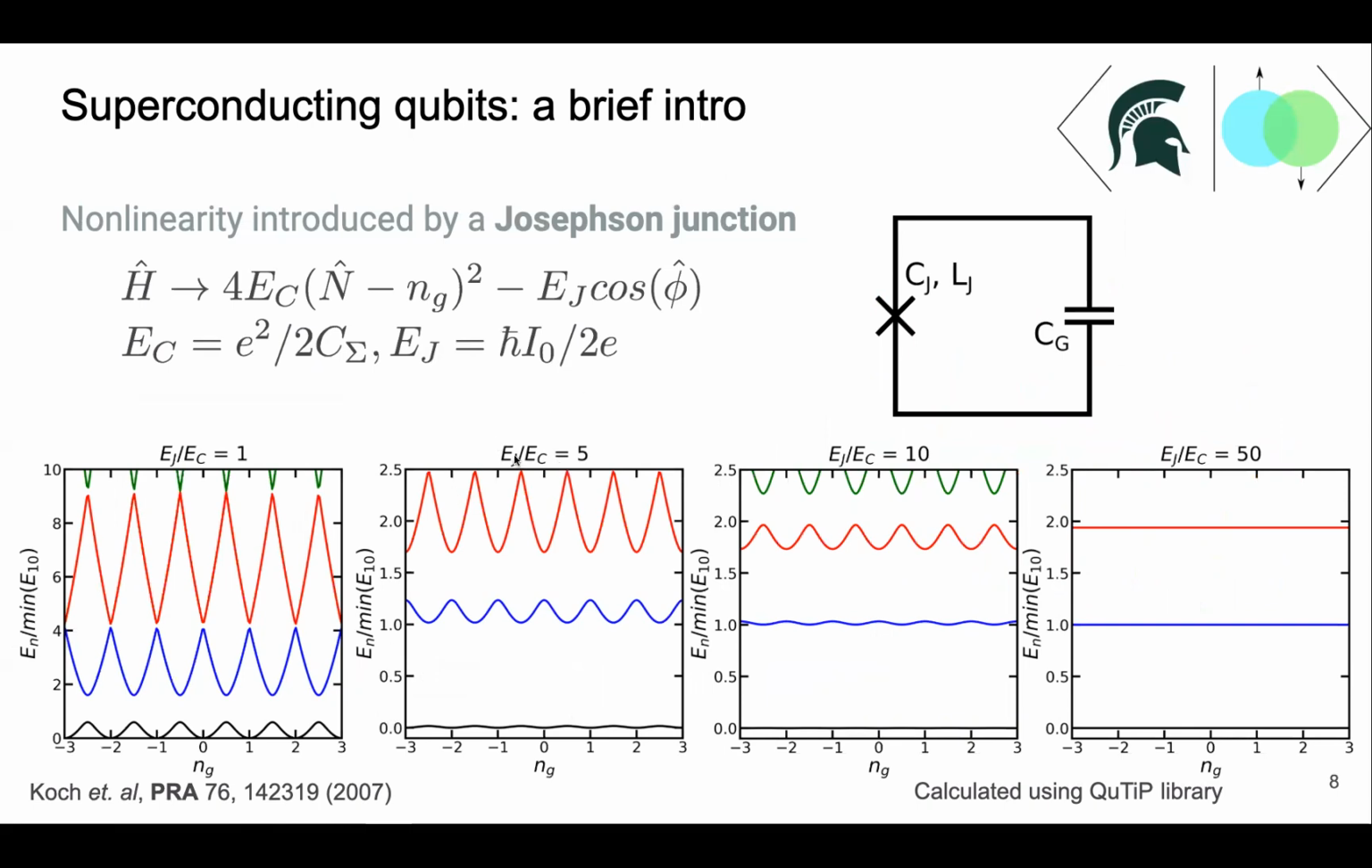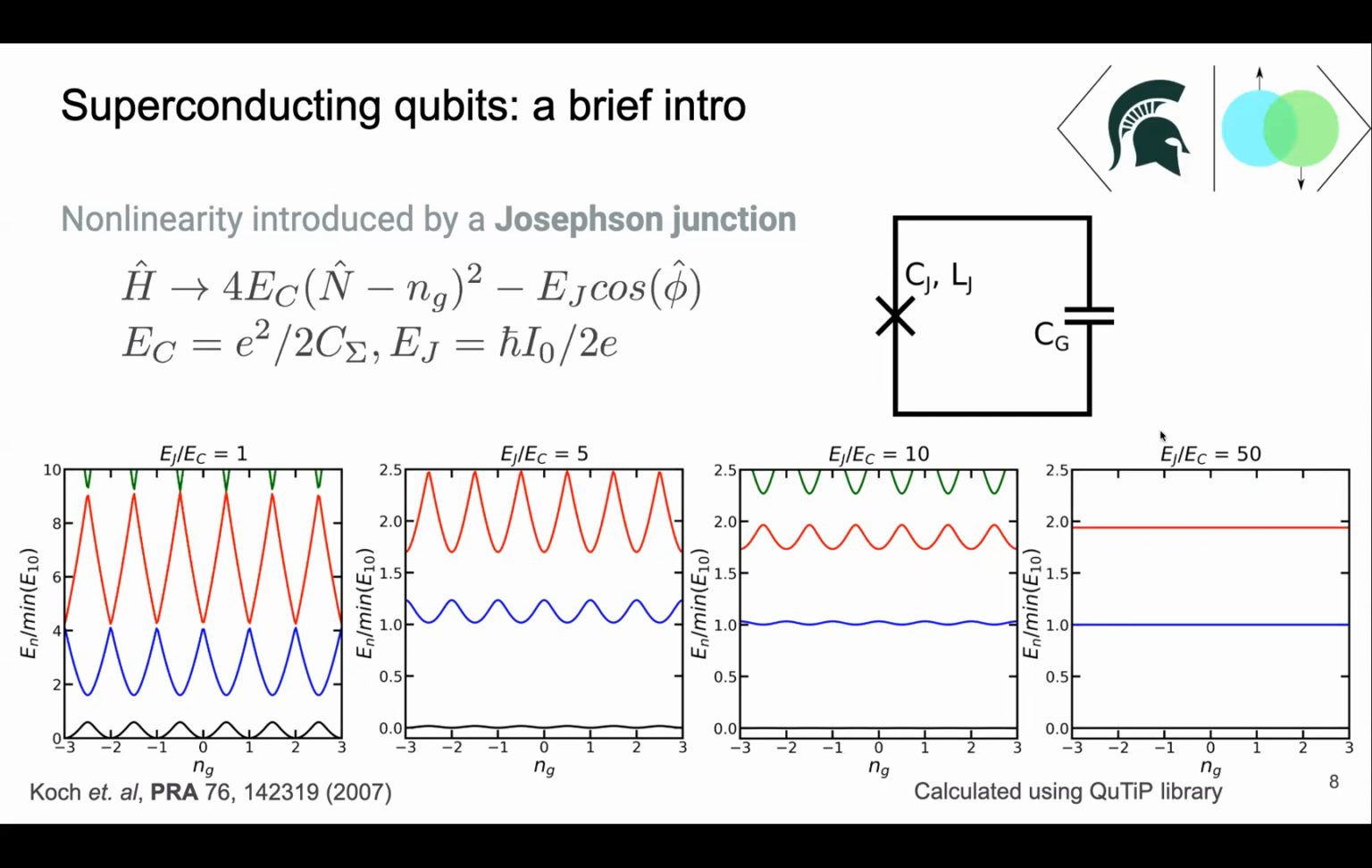And so as we make the ratio EJ over EC larger, these bands seem to flatten out. And so for sufficiently large values of EJ over EC, specifically about 50, it doesn't have to be exactly 50, we get these energy bands which are perfectly flat as a function of offset charge. And so if I fabricated my device to have this ratio of EJ over EC, now knowing NG is not important at all, because my qubit transition frequency is the same, no matter what's going on with the offset charge. And so this is often what's called the transmon regime.